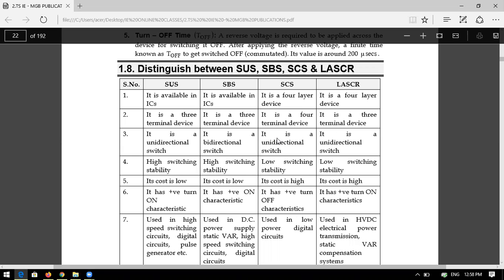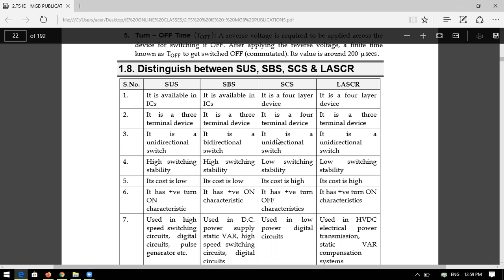Next, what is SCS? How many terminals does SCS have? It is a four terminal device, because two gates are present, the anode gate as well as the cathode gate. This is the difference between it and the other devices. LASCR is the same as SCR. So how many terminals? It is also a 3 terminal device.